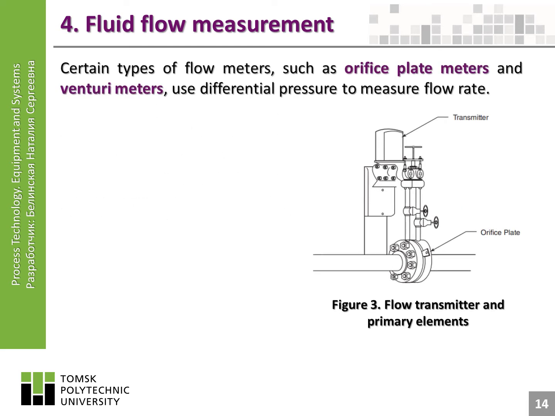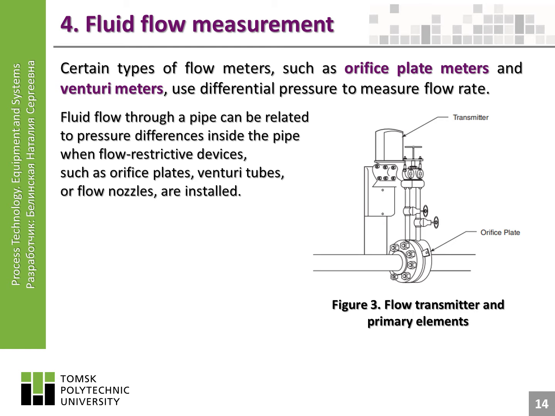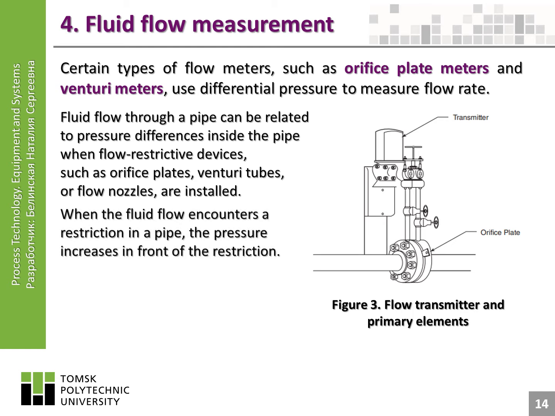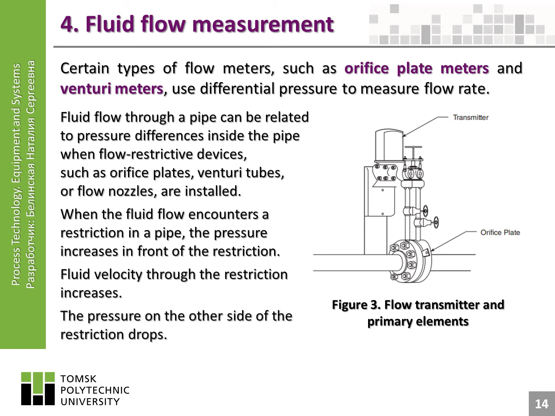Certain types of flow meters, such as orifice plate meters and Venturi meters, use differential pressure to measure flow rate. Fluid flow through a pipe can be related to pressure differences inside the pipe when flow restrictive devices, such as orifice plates, Venturi tubes, or flow nozzles, are installed. When the fluid flow encounters a restriction in a pipe, the pressure increases in front of the restriction. Fluid velocity through the restriction increases. The pressure on the other side of the restriction drops.